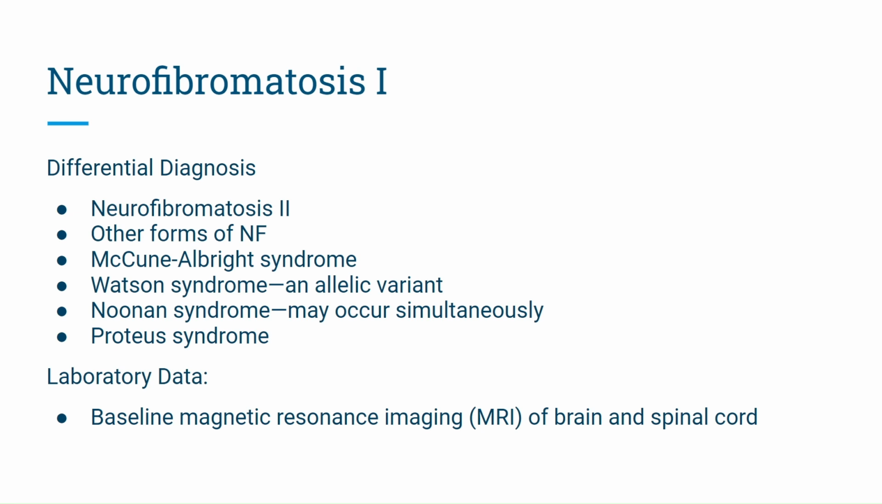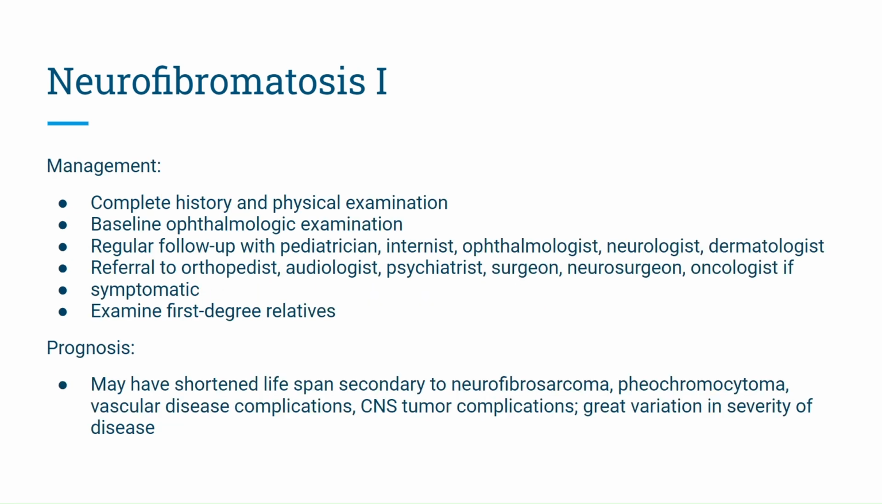Differential is wide on this, obviously, because there are so many findings that can overlap with other diseases. Management here: good history and physical as well as family history, baseline ophthalmologic exam, regular follow-up with everybody involved, ophthalmologist, neurologist. You can even consider plastics depending on some of the neurofibromas and locations, etc.